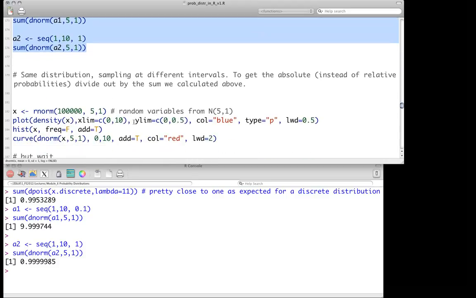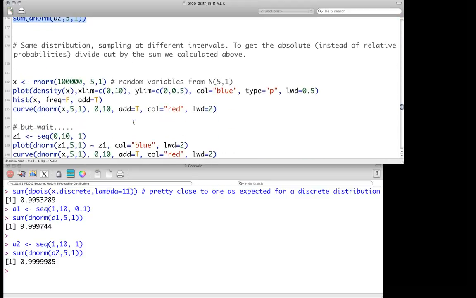The reason why this happens is because the way the computer is sampling these intervals is different, so we can actually get different numbers. So if you actually want the absolute heights of these distributions, they're not really the probabilities, you need to divide out by that sum. So in the upper case by 10, in the lower case by 1, essentially.